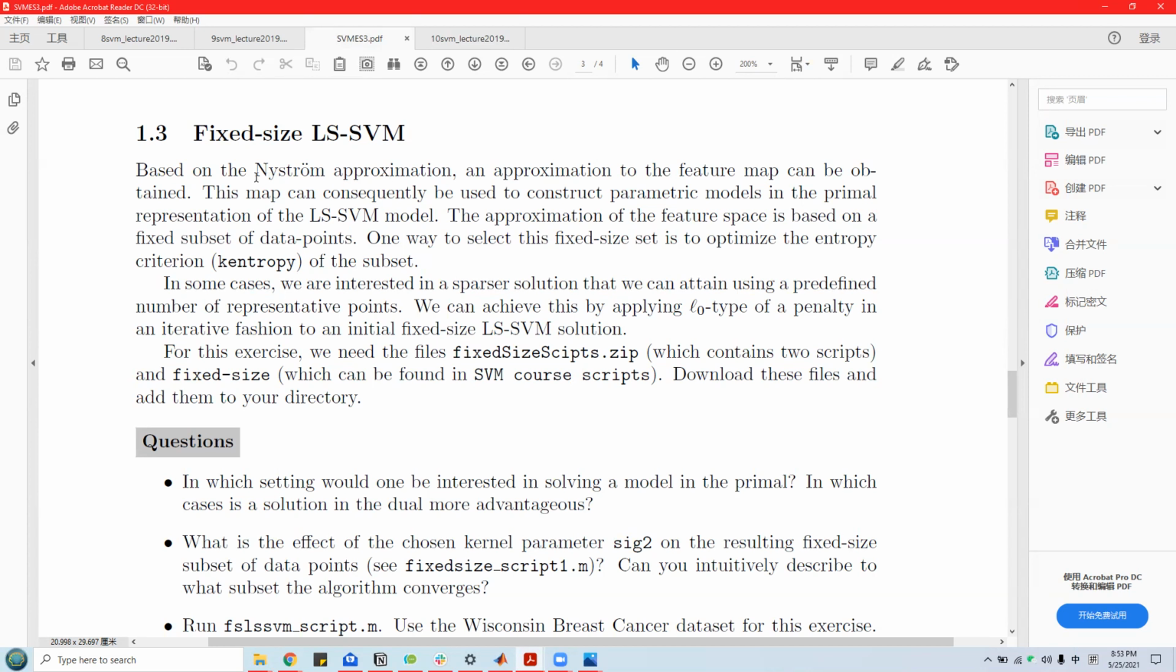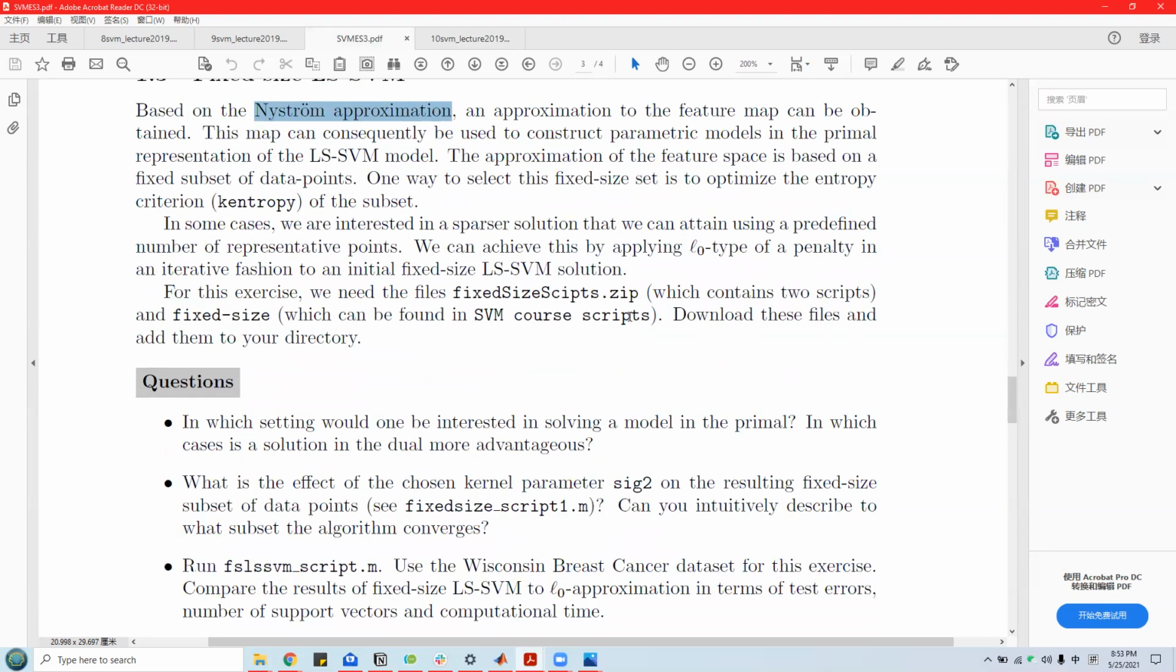So it's trying to find some representative points, I don't know how to pronounce this correctly, to represent the whole very large data set, the characteristic of your big data set. And so it's again just running some script.